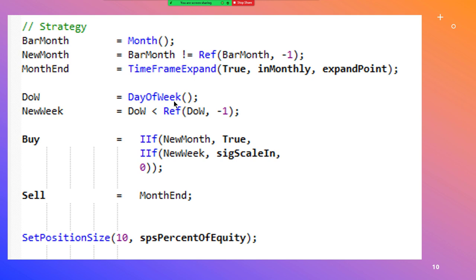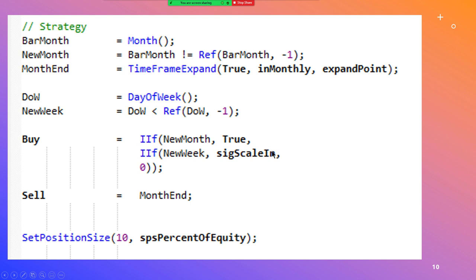an integer for days of the week, Monday's 1, Tuesday's 2, etc. So if the day of the week is less than the previous bar's day of the week, that tells us we're on the first trading day of the week. And then in our buy statement, the way that we initiate the scaling, if it's a new month, we're going to enter a position, so we can set the buy array to true or 1. It does just as well.